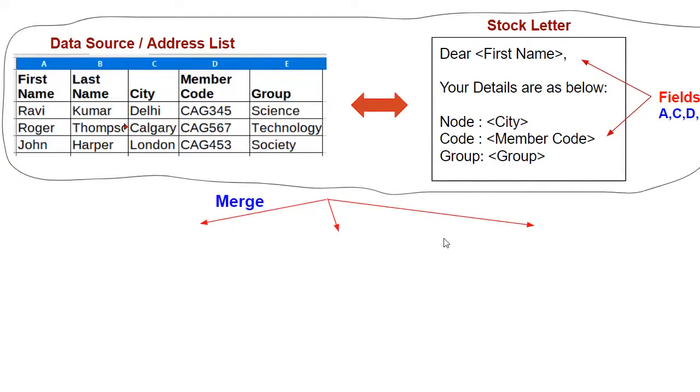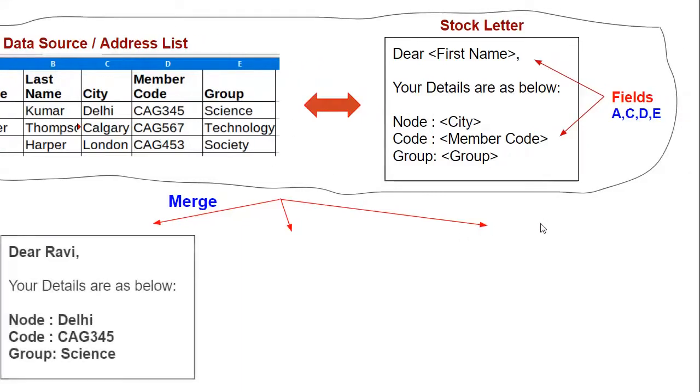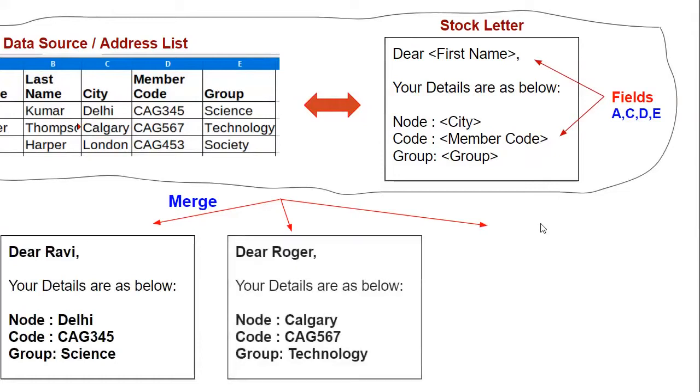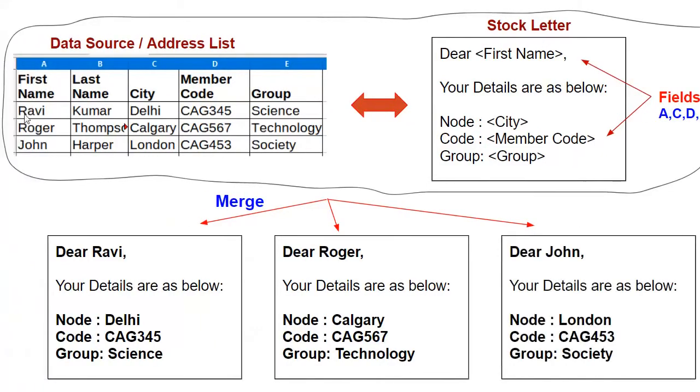So what mail merge does basically is to establish this kind of connection. Mail merge is a feature inside LibreOffice Writer 7. And what it does basically is that it connects a stock letter to a sheet, and the result is this. By the click of a button, you can just simply automatically send letters to each person in this list.